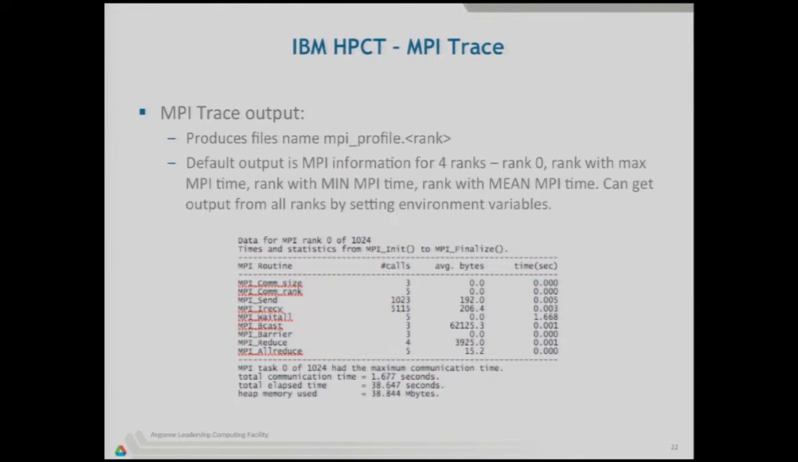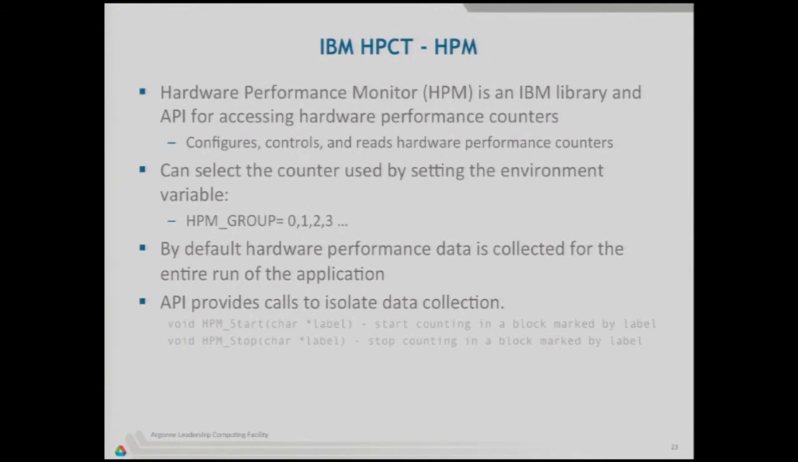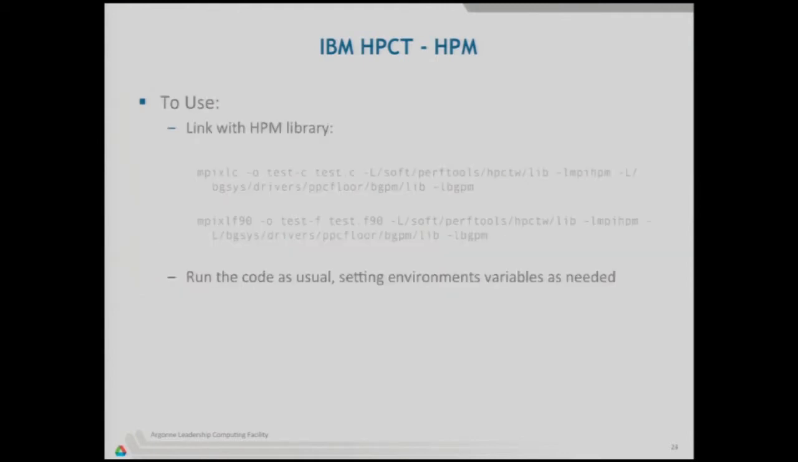So it can give you simple information like how much time was being spent in MPI send, how many bytes were sent, that sort of thing. Similarly, there's another library called HPM, and that does for hardware performance counters what MPI Trace does for MPI. It's just a library that you link in. It has 2 API calls that you can use to control when it's running, so you can turn it on and off. But otherwise, you basically just link in the library.